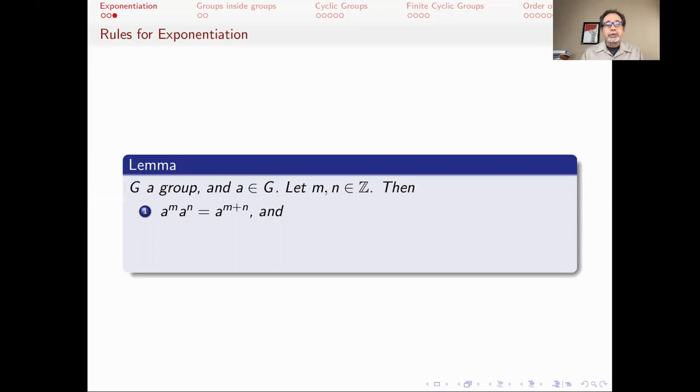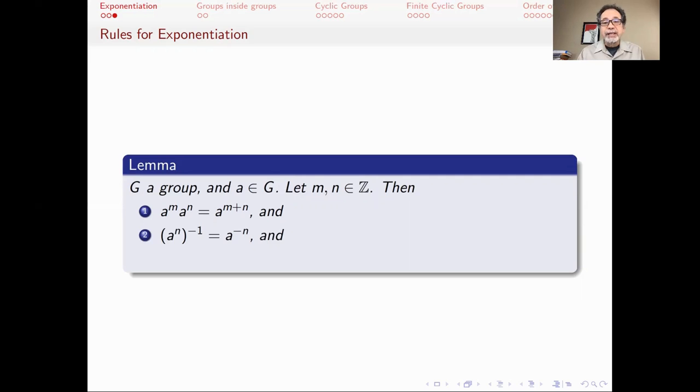But this also works with negative integers. All you have to do is make different cases. If m is negative, for example, A to the m means A inverse m times, and A to the n means, if n is positive, A n times. The inverses cancel the A's and you get A to the n plus m, remembering that m is negative.